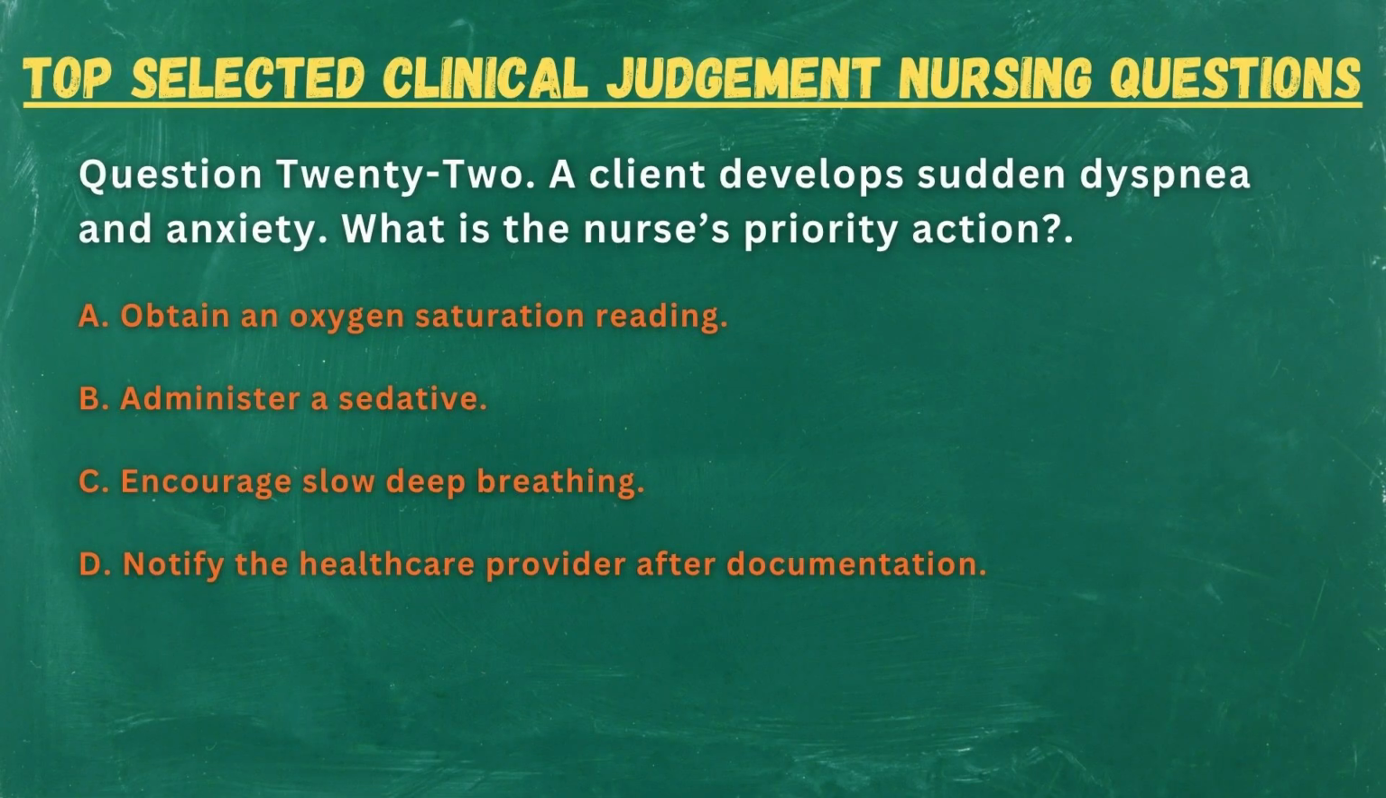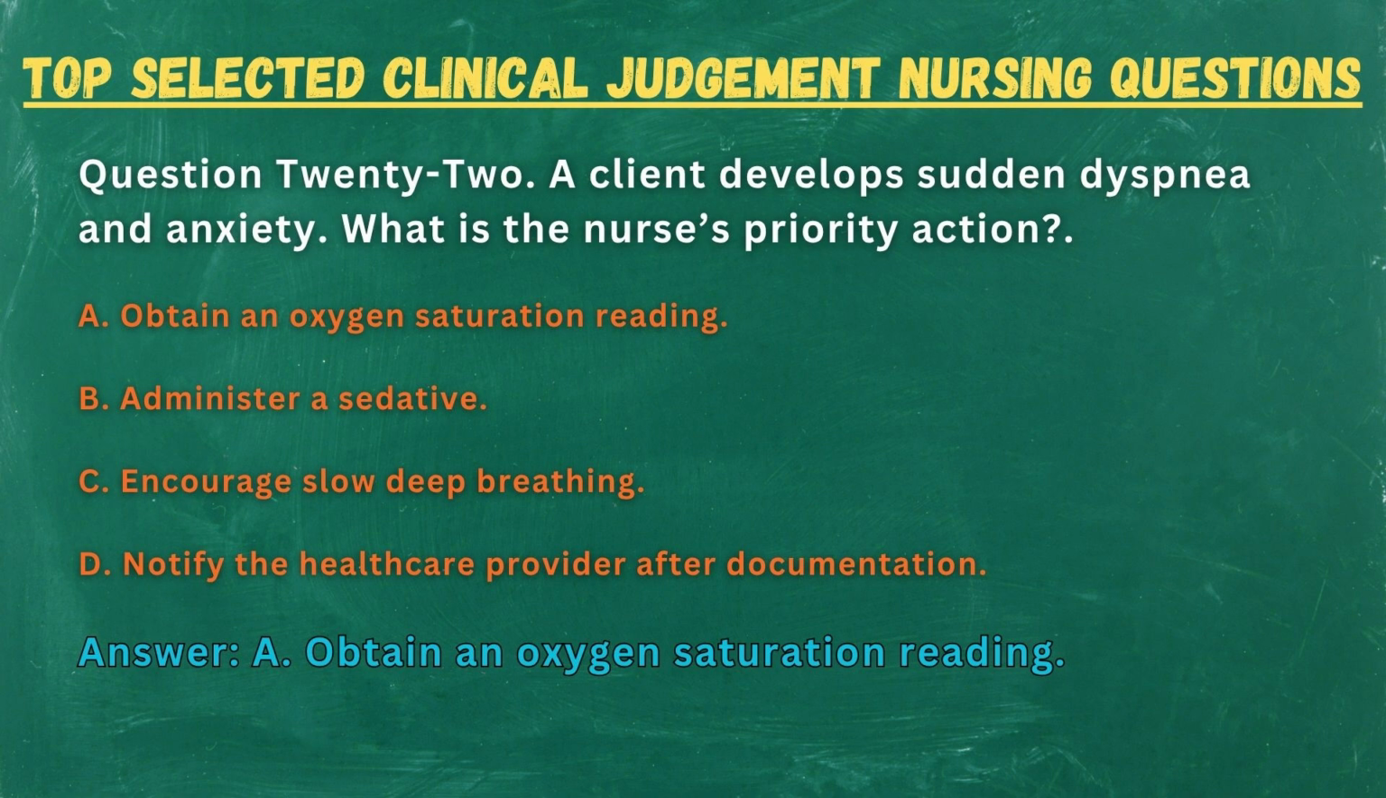Question 22. A client develops sudden dyspnea and anxiety. What is the nurse's priority action? A. Obtain an oxygen saturation reading. B. Administer a sedative. C. Encourage slow, deep breathing. D. Notify the healthcare provider after documentation. Answer: A. Obtain an oxygen saturation reading.